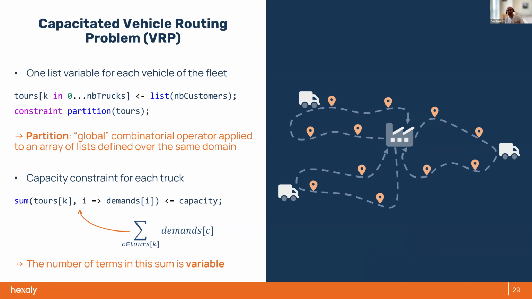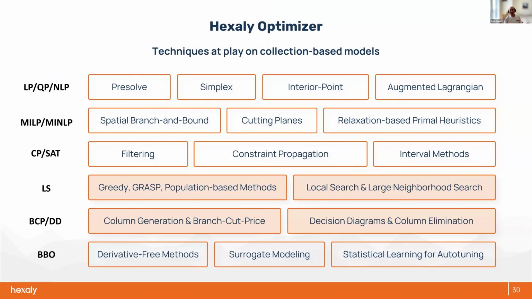I will pass this slide. It's the extension, how you extend this model to the CVRP, which is more interesting from an industrial point of view. You have all what you need to extend. Sorry, I'm late, so I will go straight to what is happening behind. What is happening behind when you launch such models?